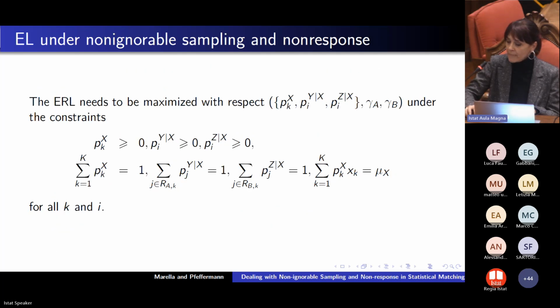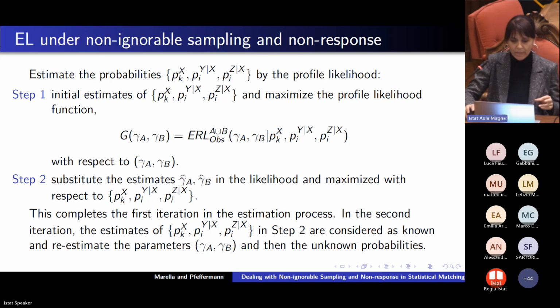Now, in order to estimate the empirical respondent likelihood, the population parameters, we use a profile likelihood. That is, we fix initial estimates of the population parameter and we maximize the profile likelihood with respect to the response parameter. Then in step 2, we substitute the estimate of the response parameter in the empirical likelihood, and we maximize with respect to the population parameter. And this completes the first iteration in the estimation process.